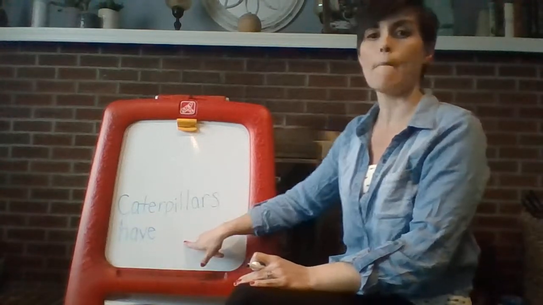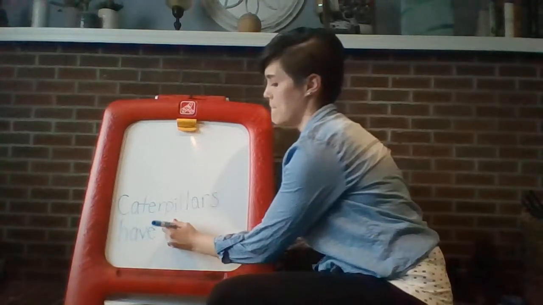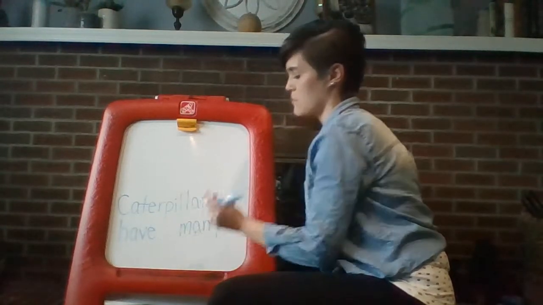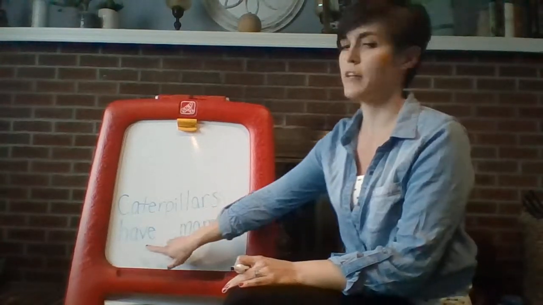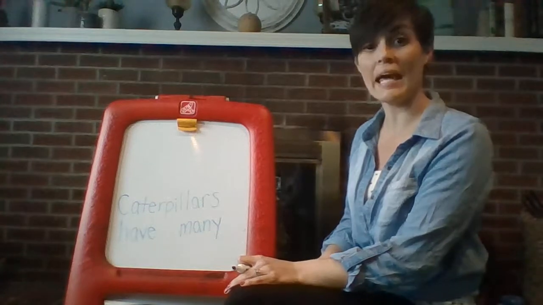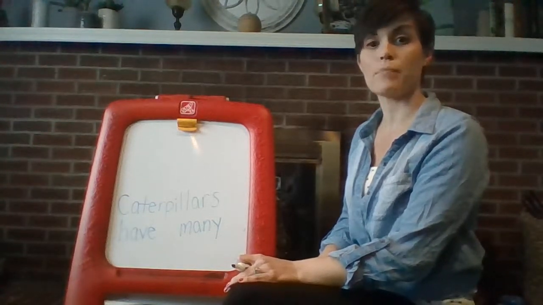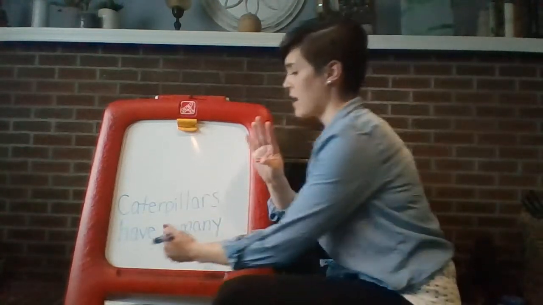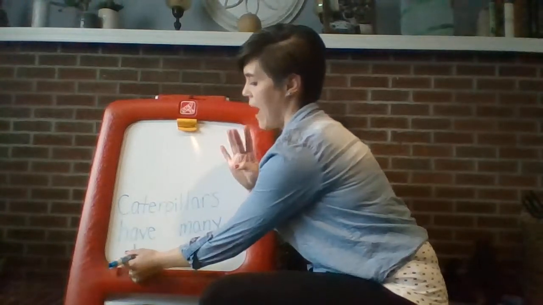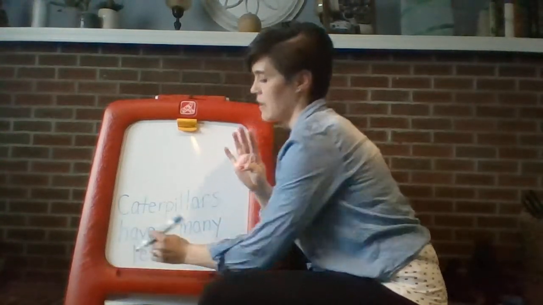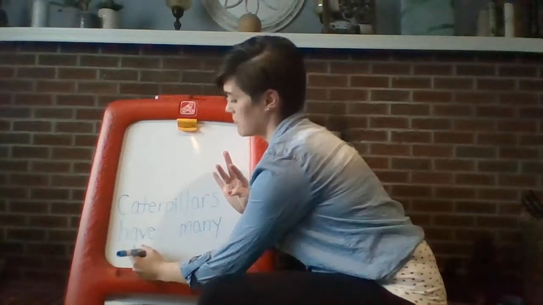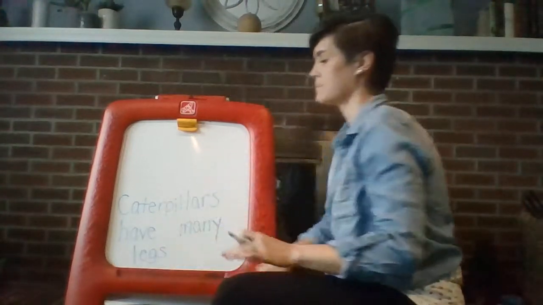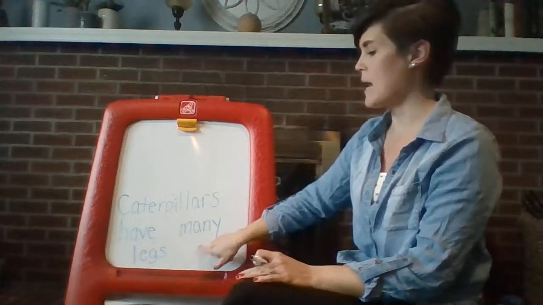Caterpillars have many. M-A-N-Y is actually how you spell the word many. Caterpillars have many legs. Let's break that word down together. L-E-G, legs. First sound I heard was L, E, escalator, G, goose, legs, and it ends with an S, like a snake. Caterpillars have many legs.